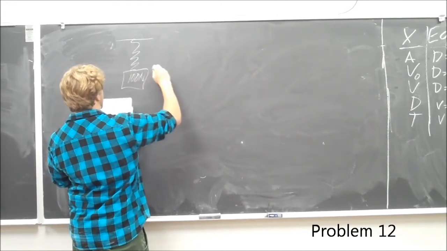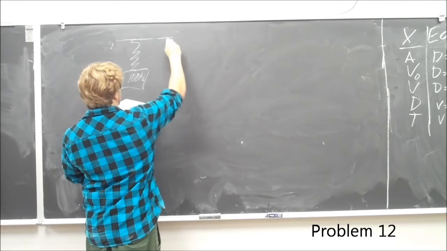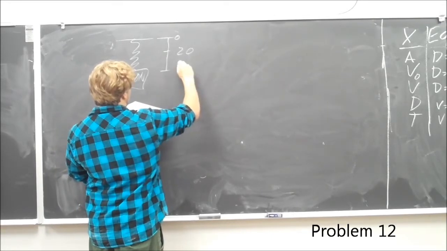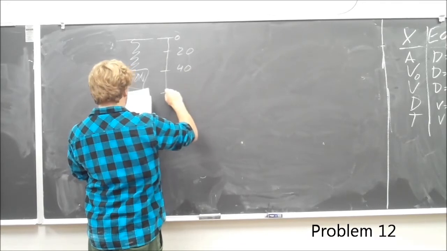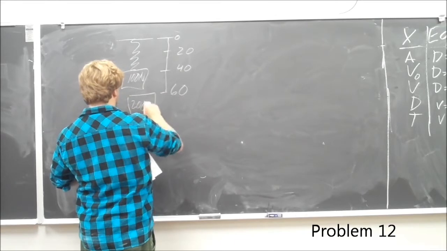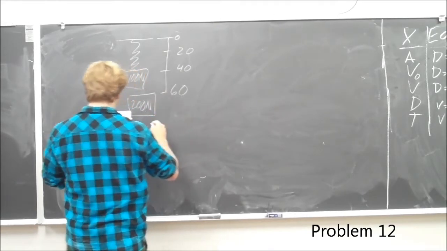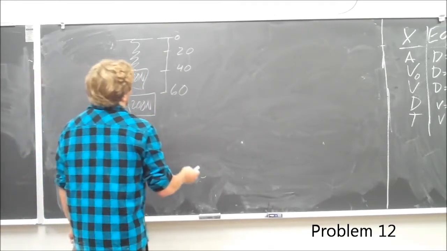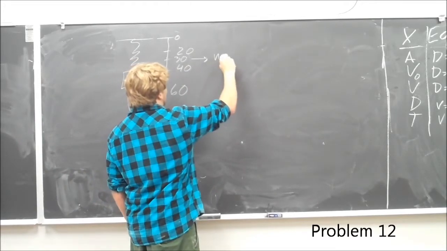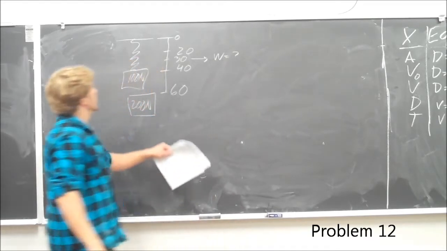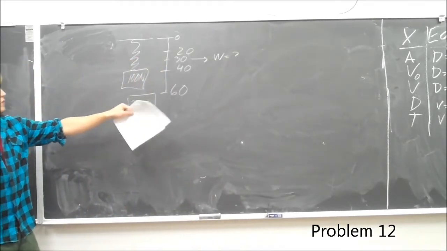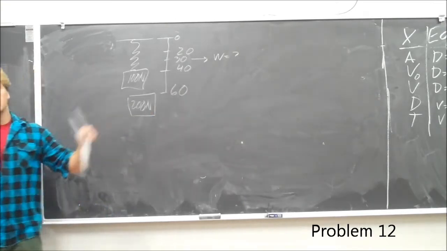100 newtons. 0, 20, 40. It's just like a simple math ratio. Right? So it's at 40 with 100 newtons, it's at 60 with 200 newtons. What's it at? What's the weight at 30?